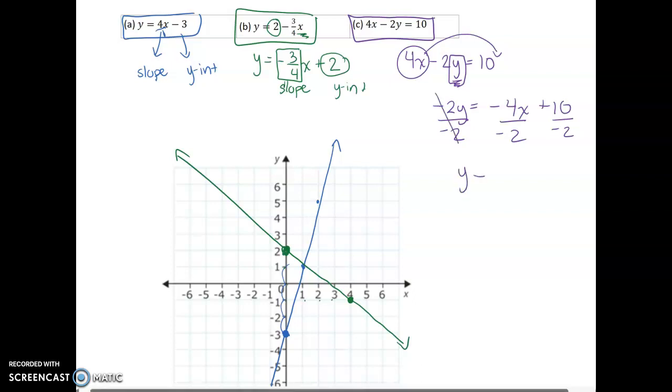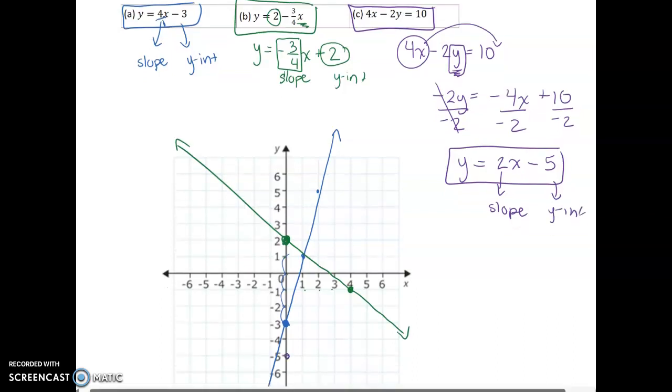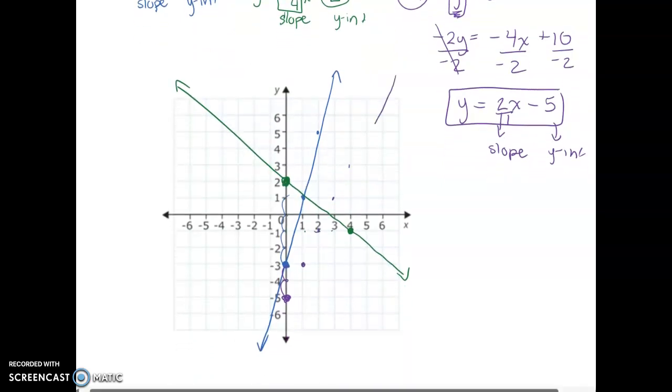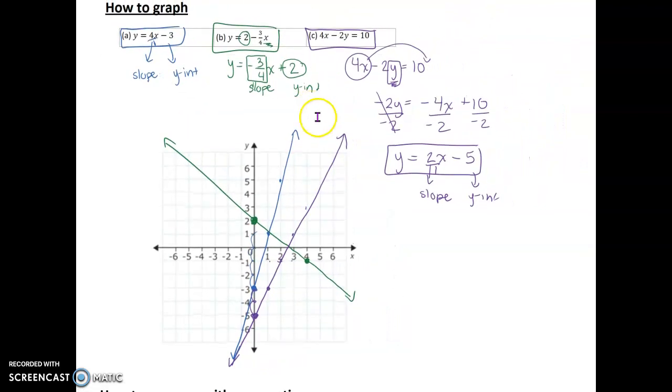Now y is by itself on the left side. -4 divided by -2 is +2x, and +10 divided by -2 is -5. So now I can see that the slope of this line is 2, and the y-intercept is -5. Okay, so -5 is down here. That's where I'm going to start with my dot. Slope is a fraction, 2/1, so up 2 over 1. There's the other dot. I can keep doing that, or I can find a ruler and just draw my line. There we have it. Those are 3 different equation looks and I showed you how to graph them.